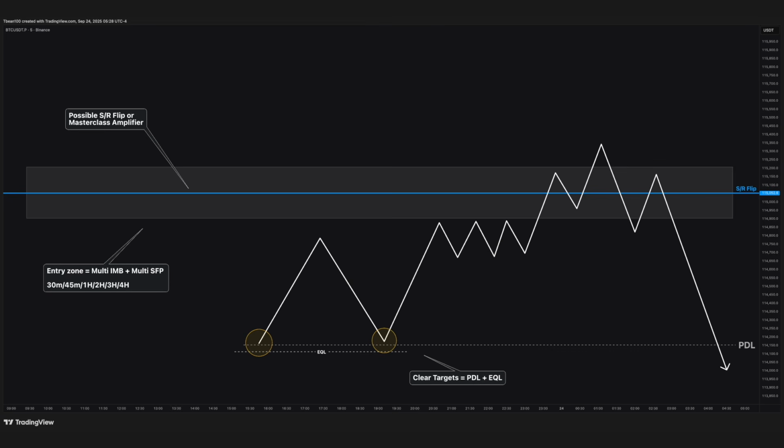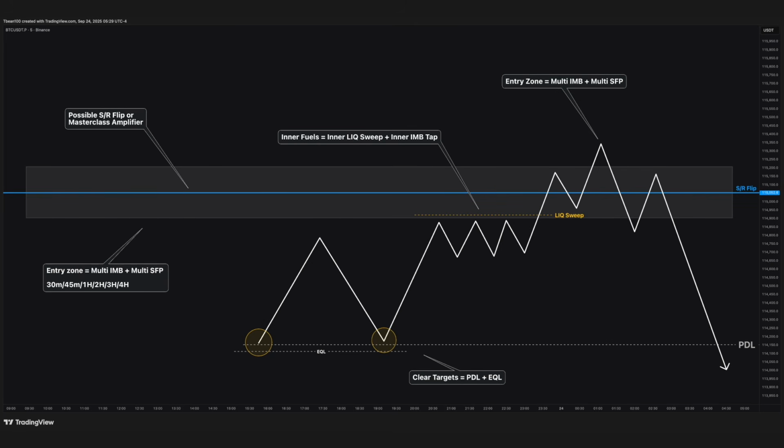Now let's switch over to entries. Right here we've got a really solid entry zone that's built around a mix of multiple imbalances and SFP, or swing failure pattern. And if you look closely, when there is an inner liquidity sweep, like the one we are pointing out here, it gives you an extra layer of confirmation and confidence.